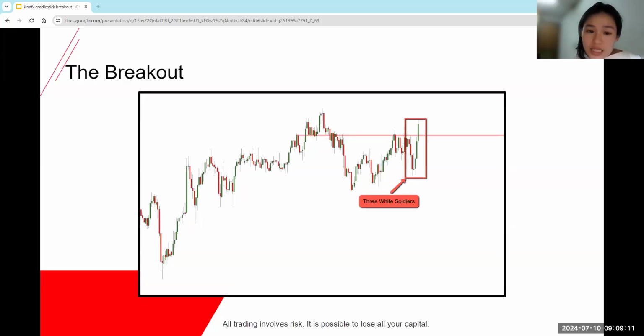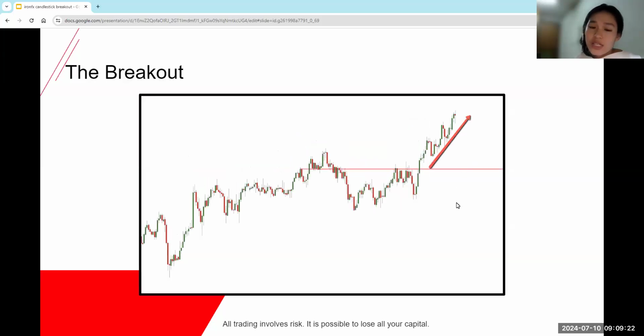The formation that we see here is the three white soldiers. I'm expecting prices to continue to move upwards since there is a breakout already and there is also this formation here. You can see that's exactly what happened here as well.